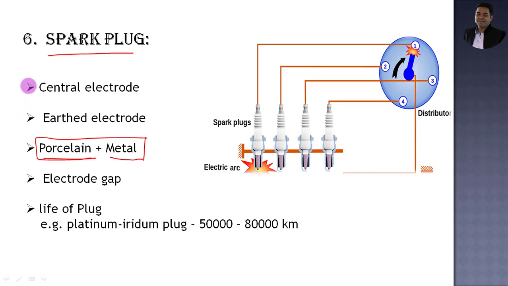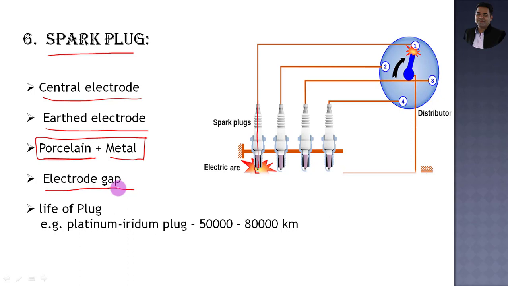In addition, in the construction of the spark plug, you can find the central electrode which passes through the whole body of the spark plug, and second we are considering the earth electrode, which is here at this point. In between the central electrode and the earth electrode, a minor gap is provided which is known as the electrode gap. If the gap is larger, the spark plug requires higher voltage to produce the spark. If the gap is smaller, it requires less voltage to produce the spark.